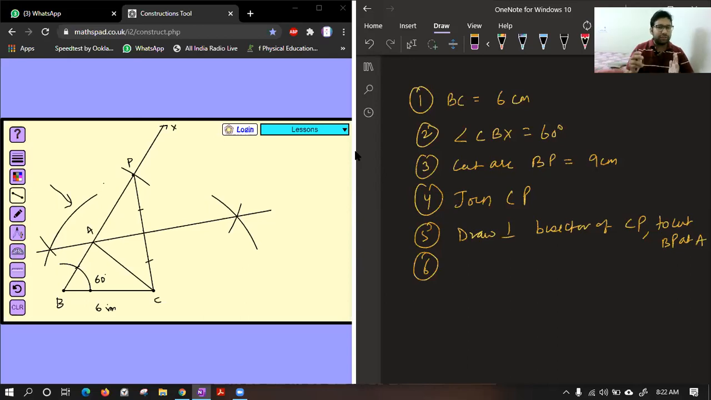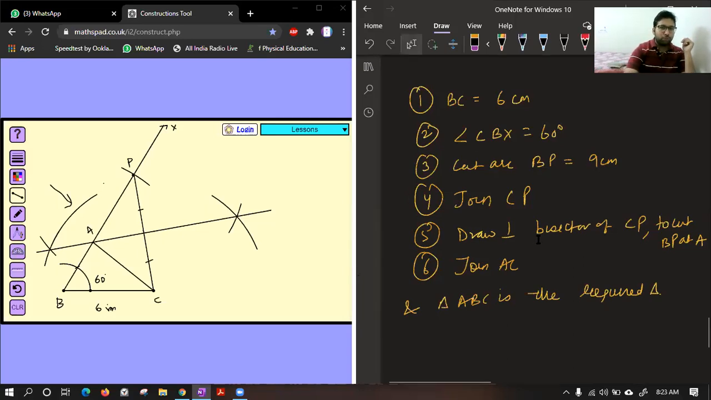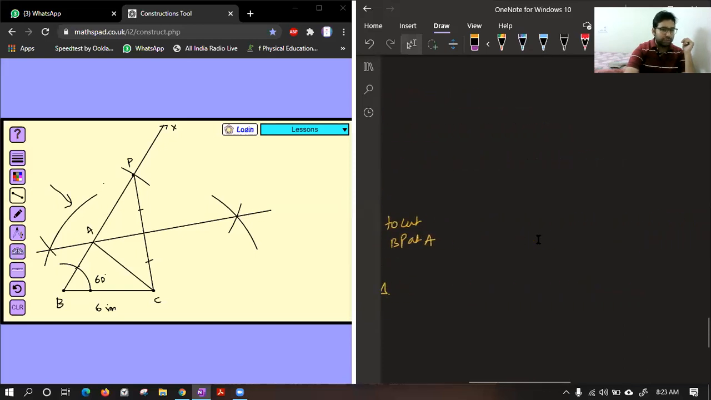To cut BP at A. So this step will complete everything. Step number 5: draw the perpendicular bisector of CP to cut BP at A. Sixth step is join AC, and the last step is triangle ABC is the required triangle. Is it fine, class? Is it fine till here? Now, before proceeding further, I want to ask you one thing.